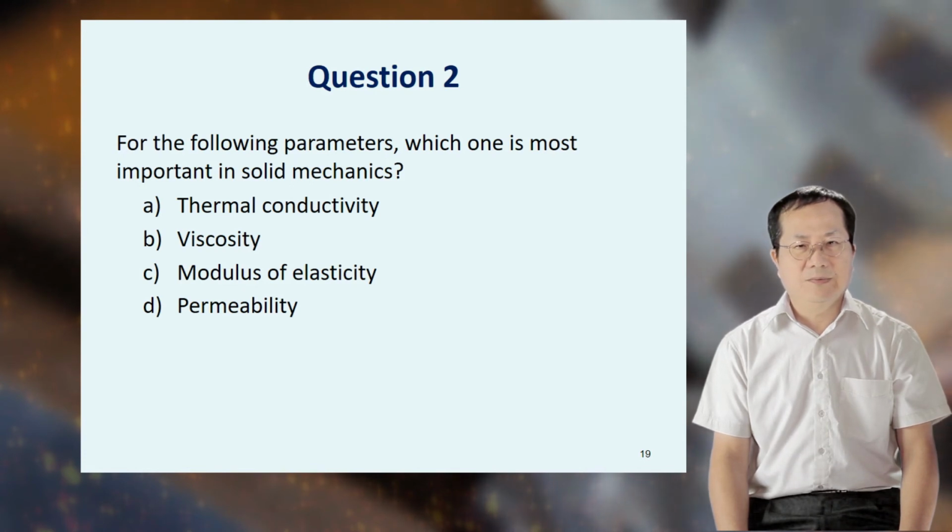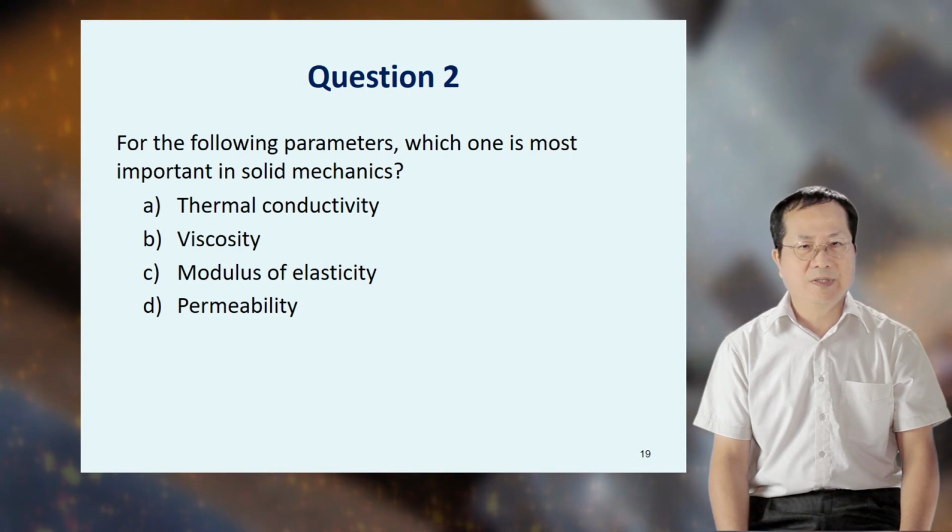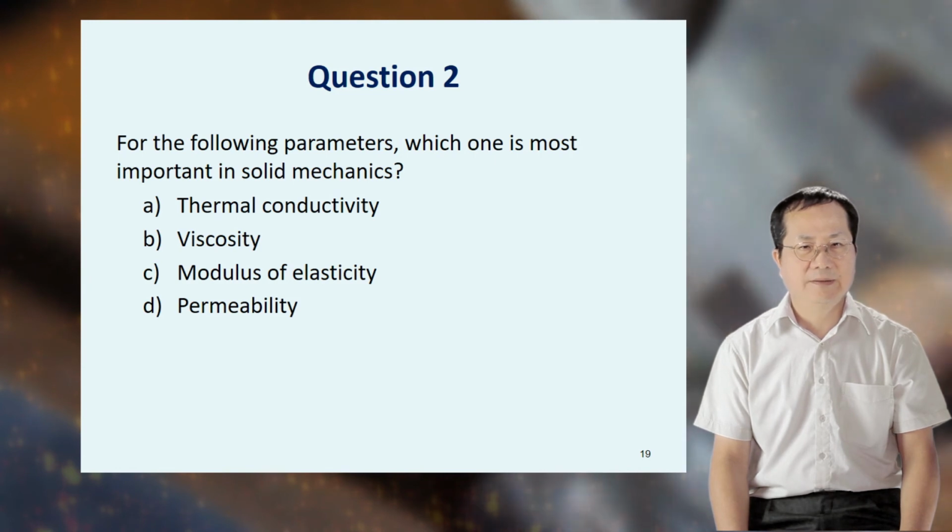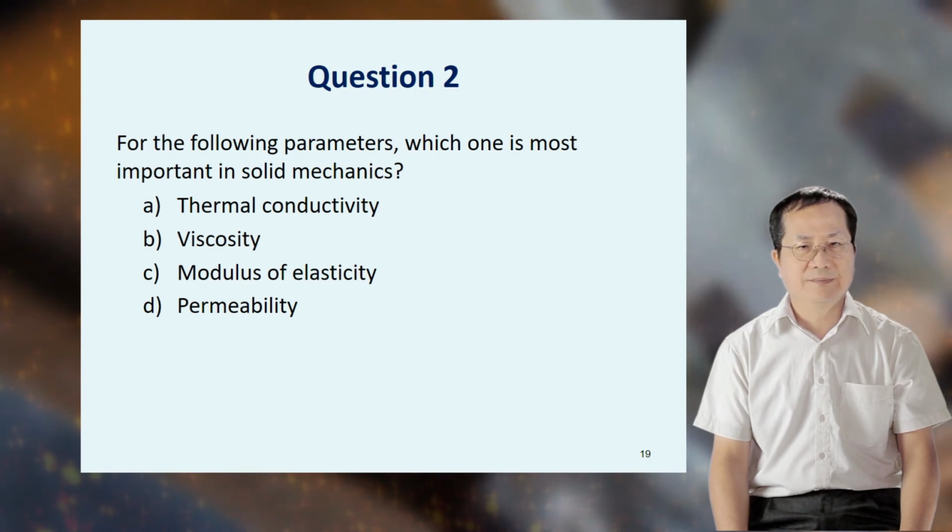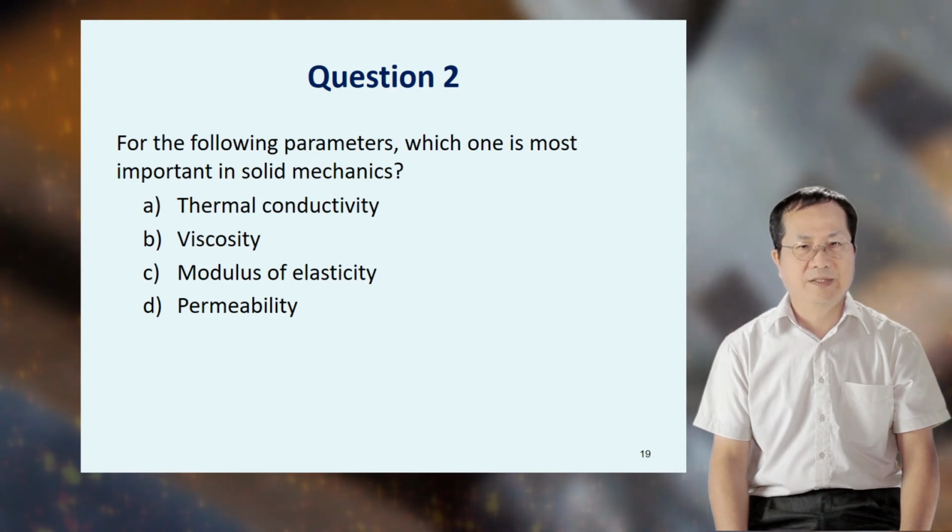Question 2. For the following parameters, which one is the most important in solid mechanics? A. Thermal conductivity. B. Viscosity. C. Modulus of elasticity. D. Permeability. Yes, the answer is C. Modulus of elasticity.